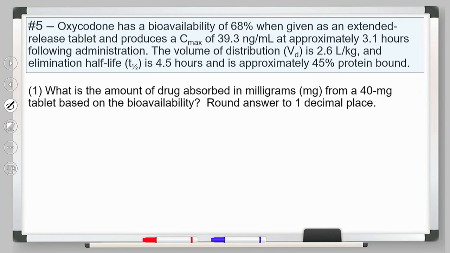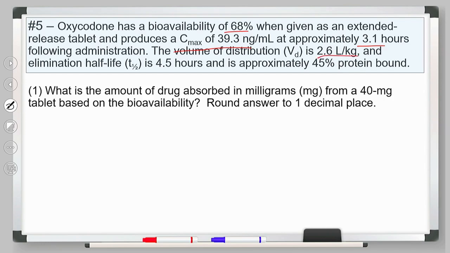Oh, and I'm running low on time, so I'll go through this. Oxycodone, my favorite, no, I didn't say that. Oxycodone has a bioavailability of 68%, a term that we've already mentioned, a Cmax of 39.3 nanograms per mL. C stands for plasma concentration, and Cmax means the highest. Keep in mind, a lot of times when you give drugs orally, they'll peak and then go down. So the maximum concentration you get at any point is 39.3, and that occurs after about 3.1 hours after administration. I give you a volume of distribution.